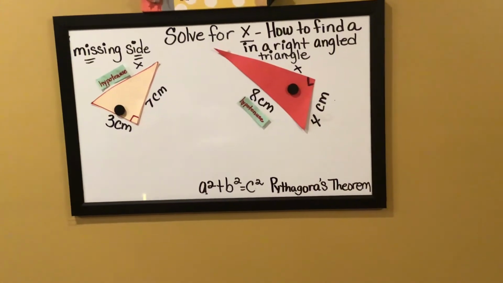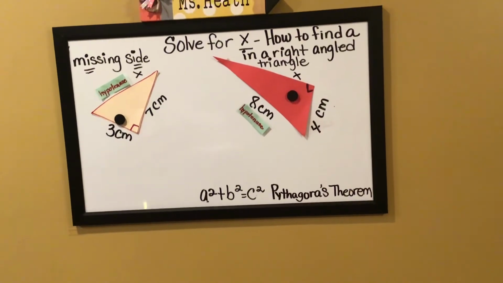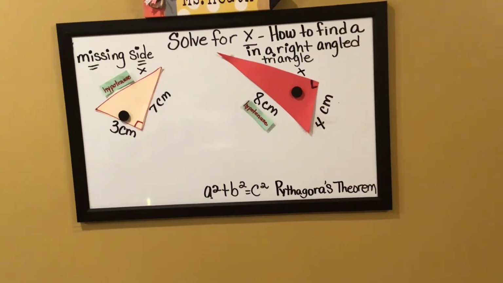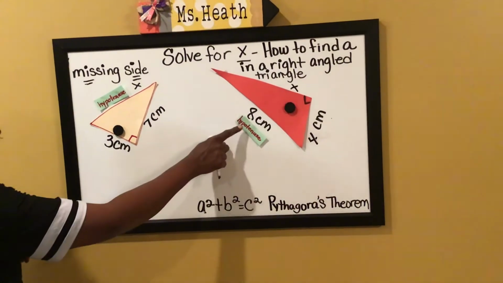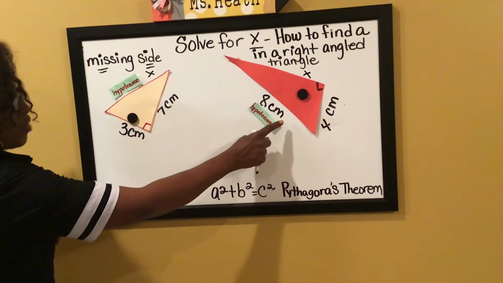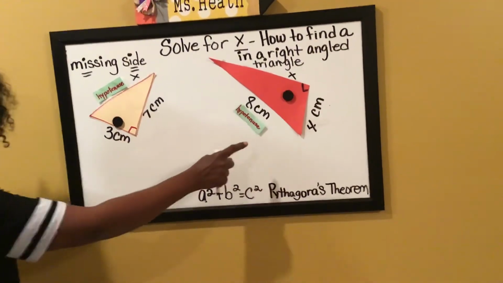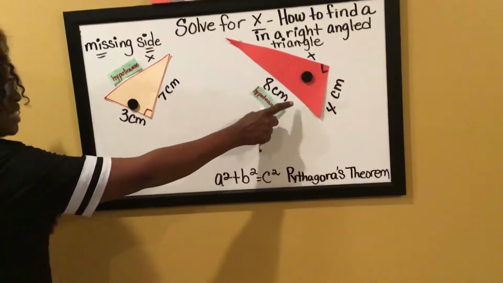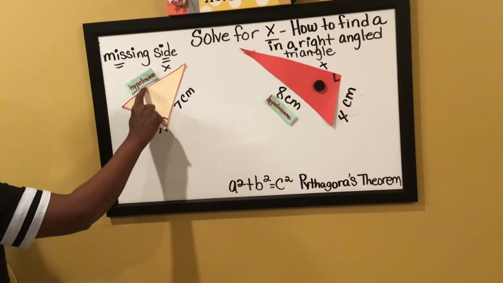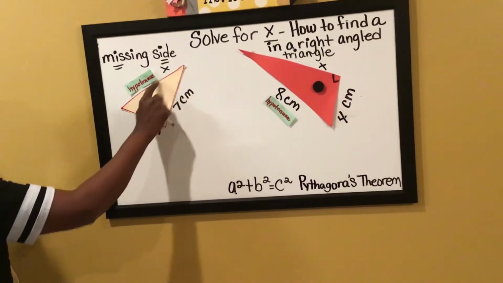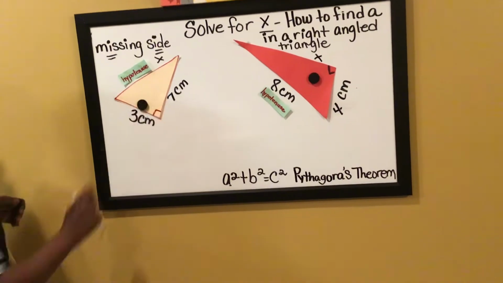Yes. If we're solving for one of the sides and the hypotenuse is already measured, so wouldn't the hypotenuse be C? Yes, the hypotenuse is C. You're absolutely right, but C on this one is already solved. Okay? All right? C is already given here. On this one, C is not given. So C is missing. So you are absolutely right.